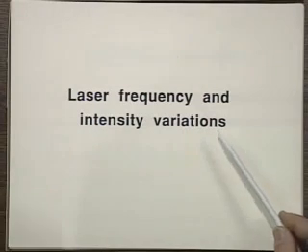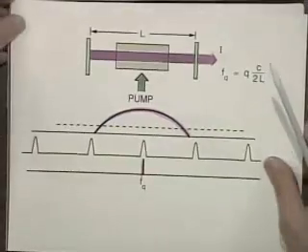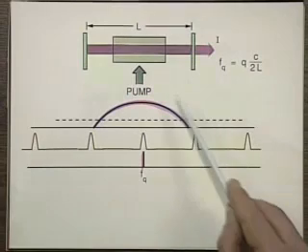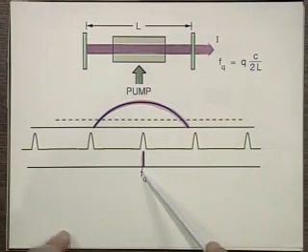Now let me talk about other problems with lasers, and that is the frequency and intensity variations. We'll do that very briefly, because one begins to think that lasers are always ideal. They're not. Let's go back to our simple picture of a laser: here's the gain, here's the cavity mode, and here's the oscillation of the laser.